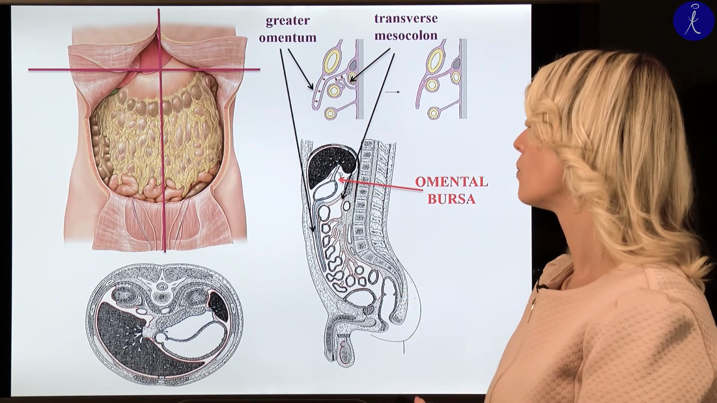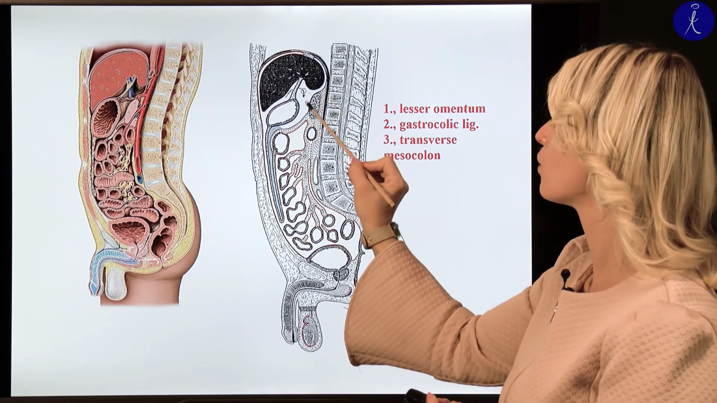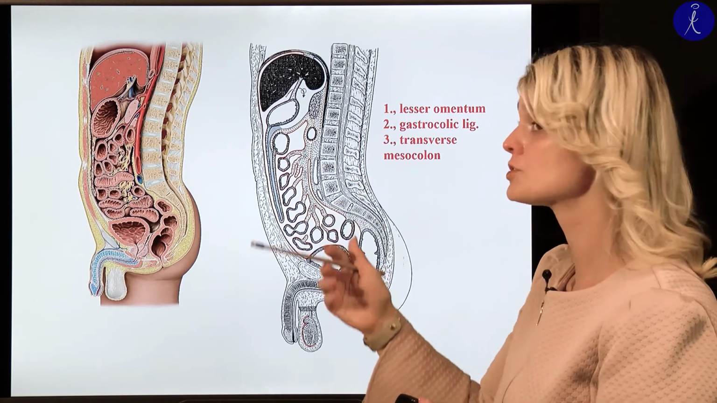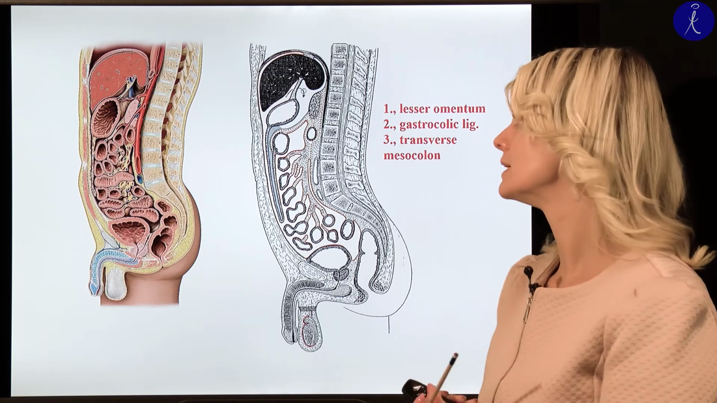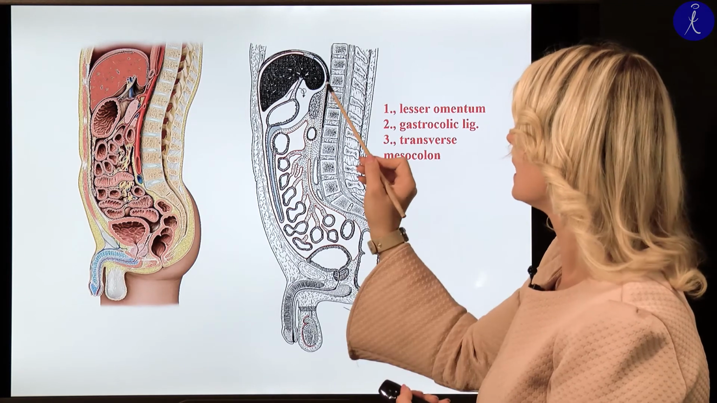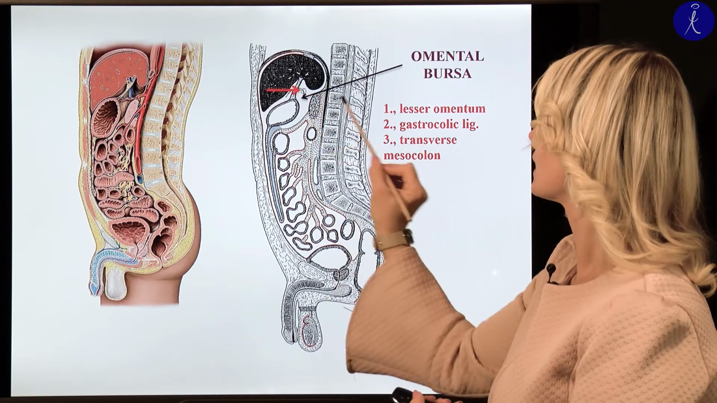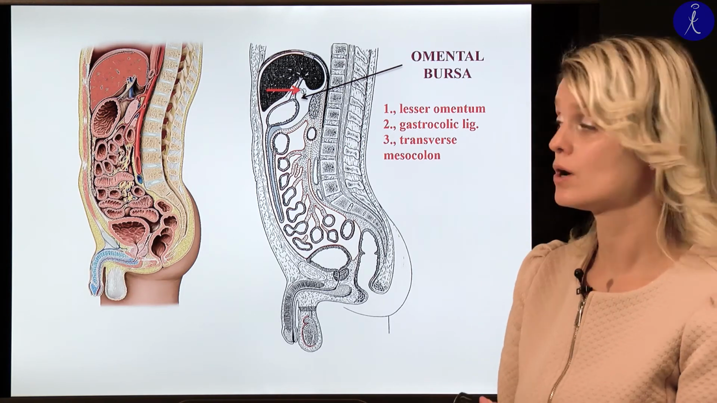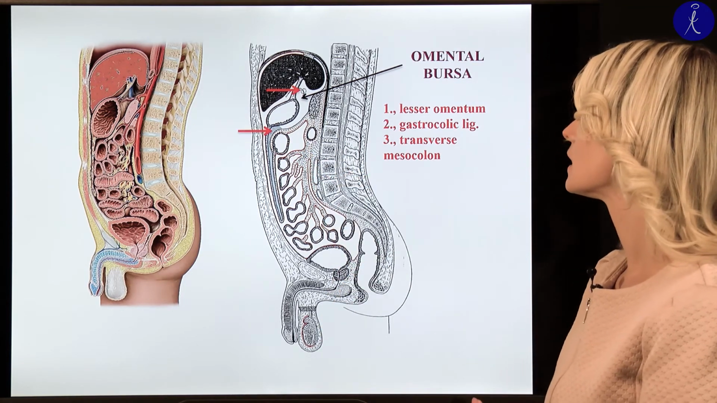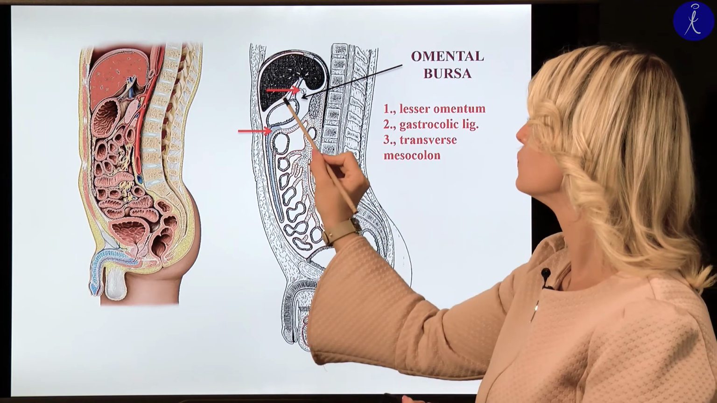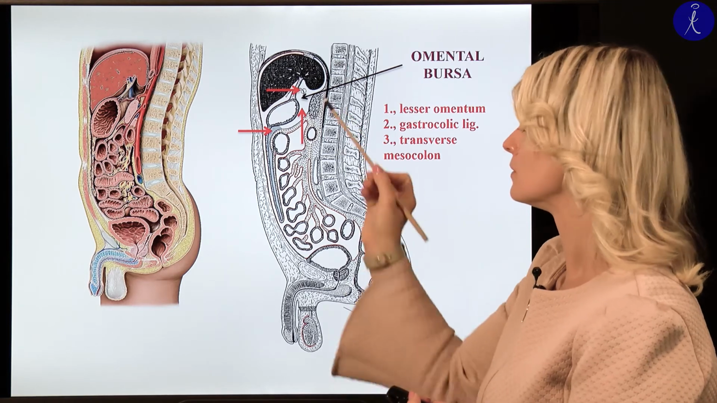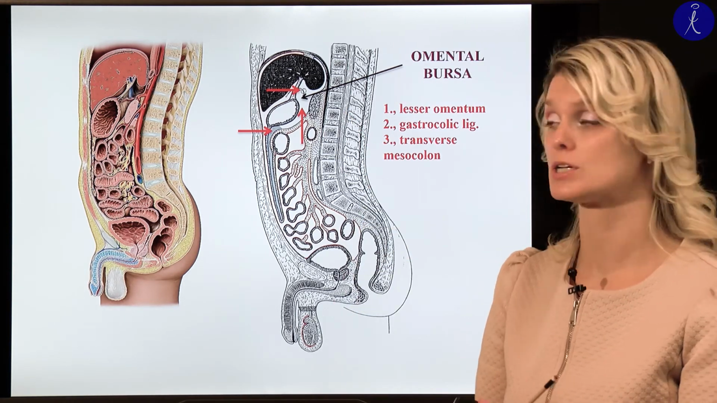The cavity here, the omental bursa, and we know that behind the omental bursa we can find the pancreas in the retroperitoneum. How can you reach it during operation? How can you operate the pancreas? What are those ligaments you have to cut to reach the pancreas and the omental bursa? First, we can go through the lesser omentum, or we can go through this ligament which is between the stomach and the colon. This is the gastrocolic ligament, or if we move both of them under the transverse mesocolon, we can find the third way how we can reach the pancreas.